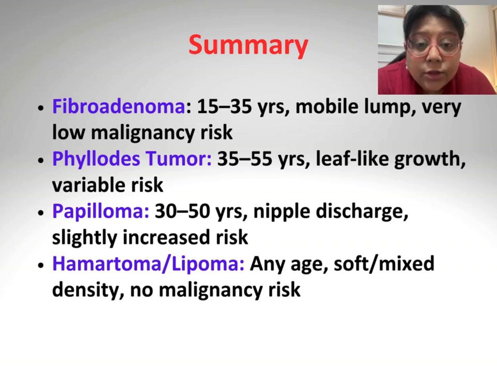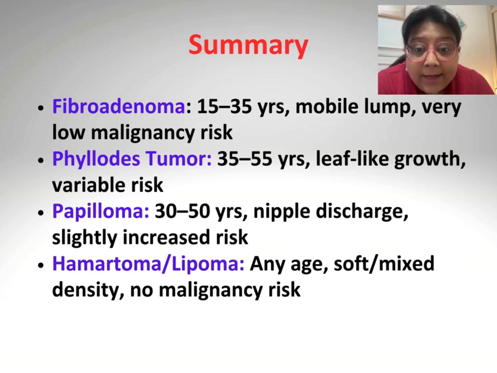Fibroadenoma affects 15 to 35 year old females. It's a mobile lump, very low malignancy risk. Phyllodes tumor affects 35 to 55 year old women. It shows leaf-like growth and variable risk of malignancy is there. Papilloma, 30 to 50 years, nipple discharge, and slightly increased risk. Hematoma or lipoma can occur at any age, soft or mixed density, and there is no malignancy risk.